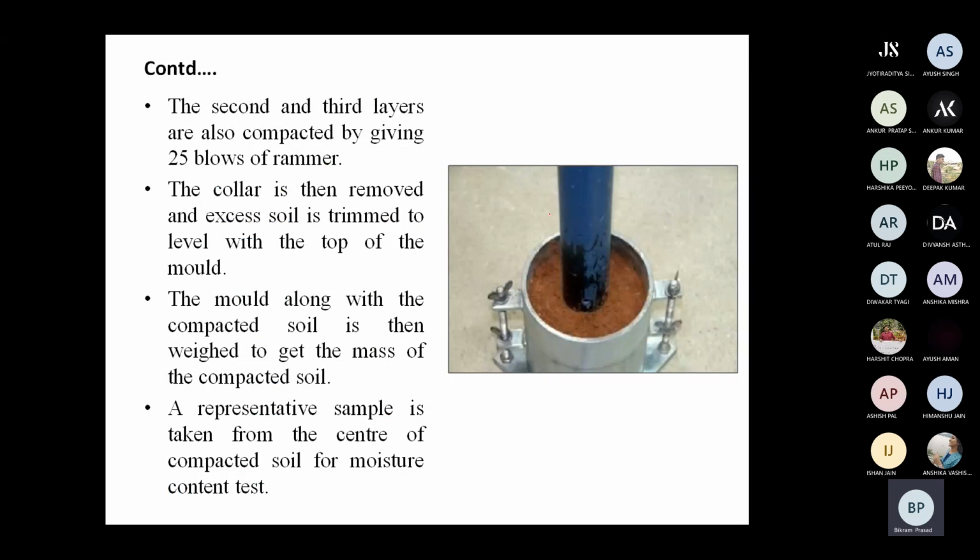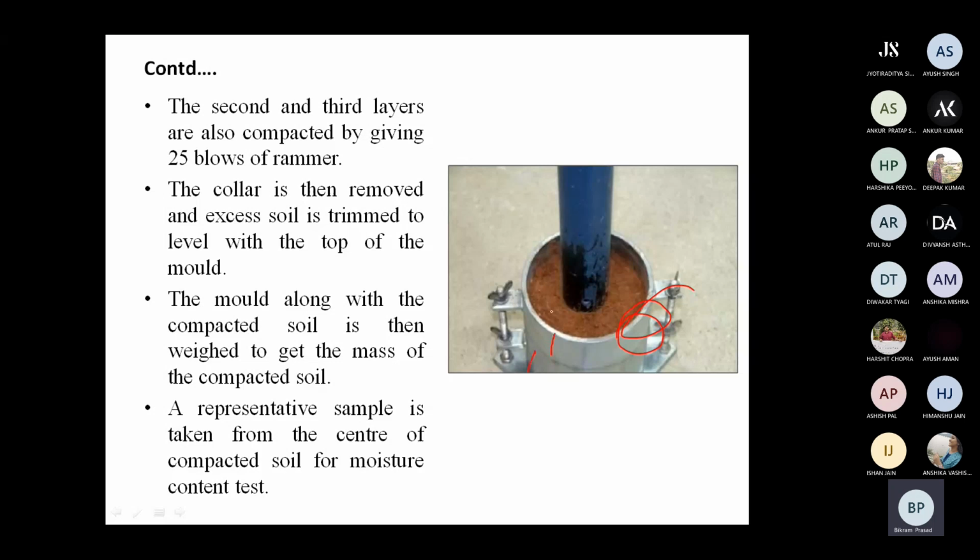The second and third layers are also compacted by giving 25 blows of the rammer. The collar is then removed and excess soil is trimmed to level with the top of the mold. What I have told you earlier is that the collar will not give the volume. The collar is just for placing the soil. You can see here this has been fixed. This is the collar. You can see this layer. This is the collar that is provided, and this is the cylinder.